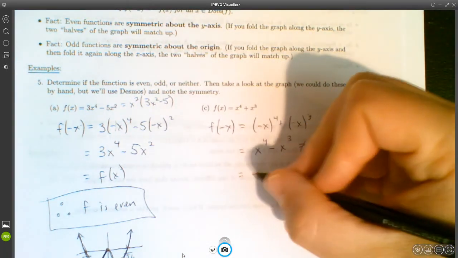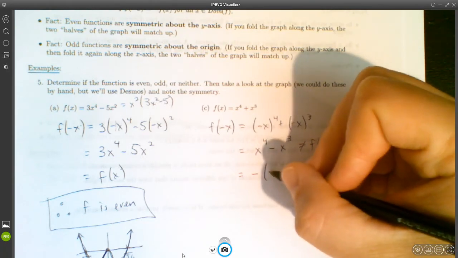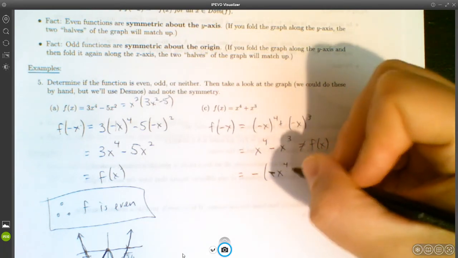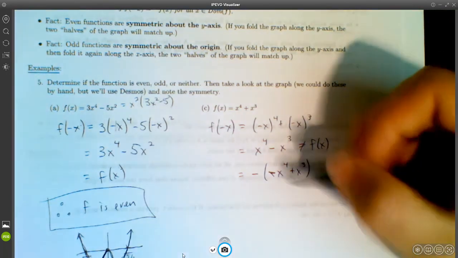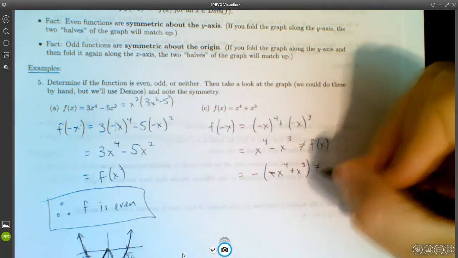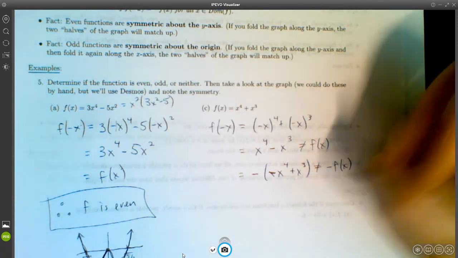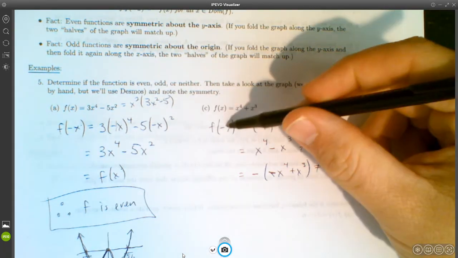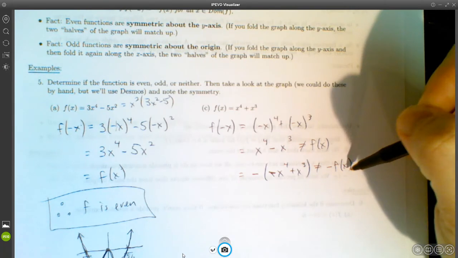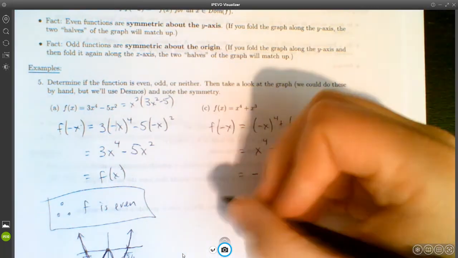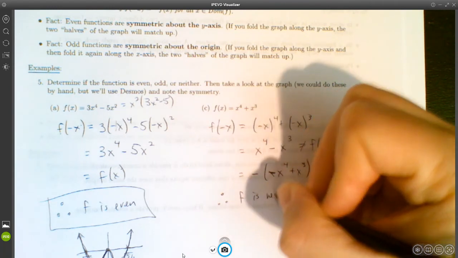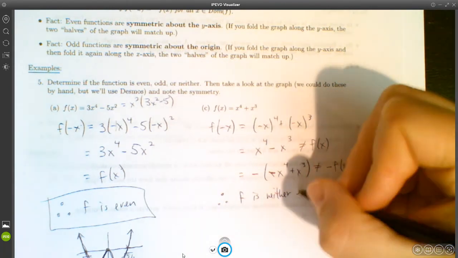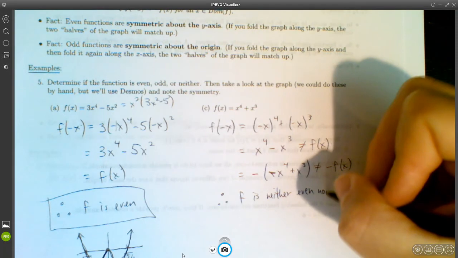If we take out a negative, then we would get negative x to the fourth plus x cubed. But that's not f of x either, right? So this is not equal to negative f of x either. So f of negative x is not f of x, and it's not negative f of x. So this is neither. It's neither even nor odd.